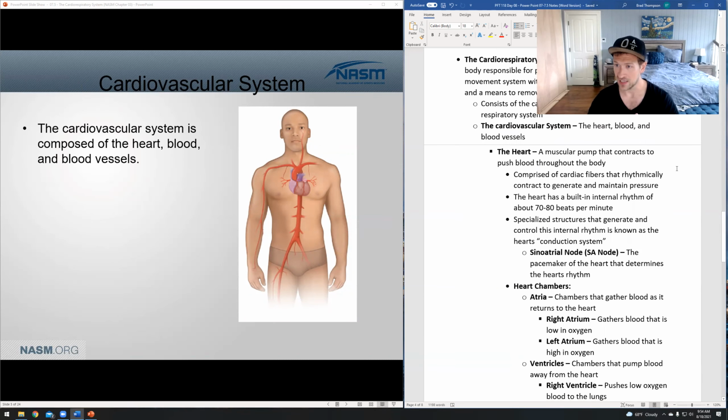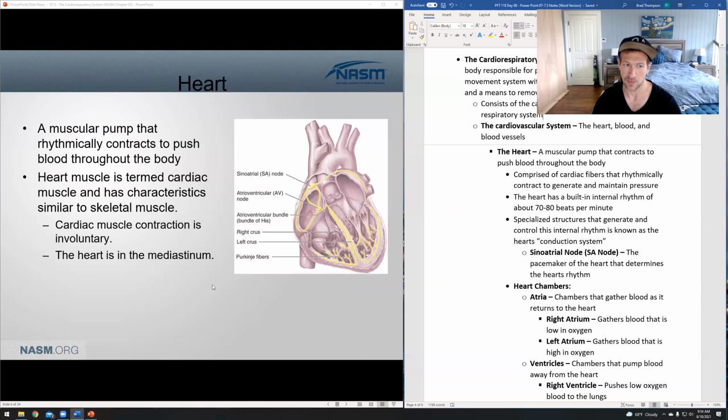Like I said yesterday, the cardiovascular system is your heart, all of your blood, and all of the blood vessels. You can see they drew some of the major arteries here, right? So heart, blood, and blood vessels is the cardiovascular system. The heart is a muscular pump that is very good at contracting, and that drives blood throughout the body. It's powering your entire cardiovascular system.